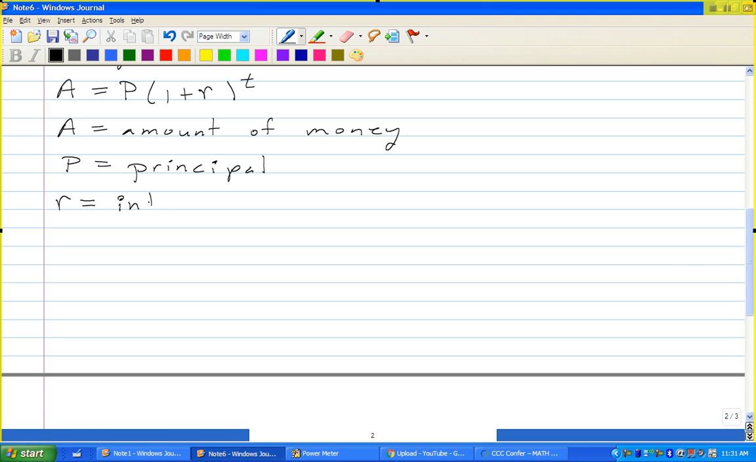r is the interest rate per time period, and say our time period is per year. Of course, it doesn't have to be per year. It could be per whatever unit of time. It's just usually we say per year. t is the time, and again this is whatever time you have. Since we're doing it per annum, this will be the time in years. The time t is in the same units of time as the interest rate. If the interest rate is per month, then t will be the number of months, and if the interest rate is per year, then t is the number of years. So whatever your unit of time is.